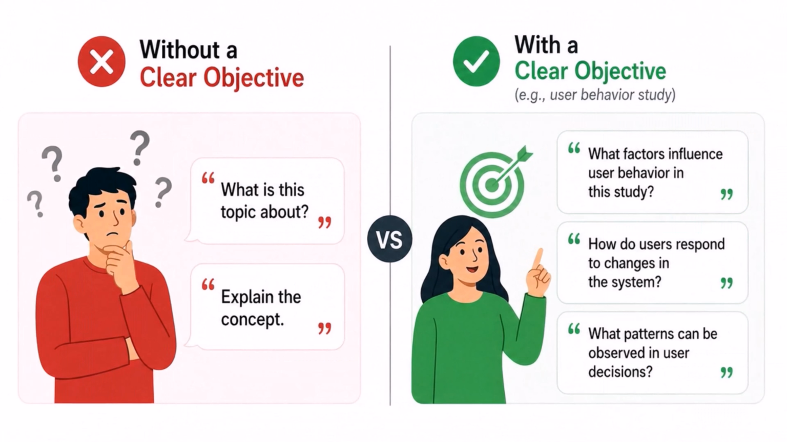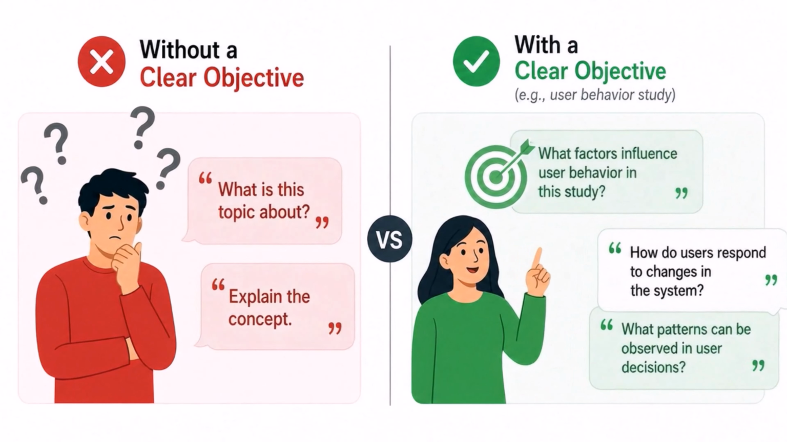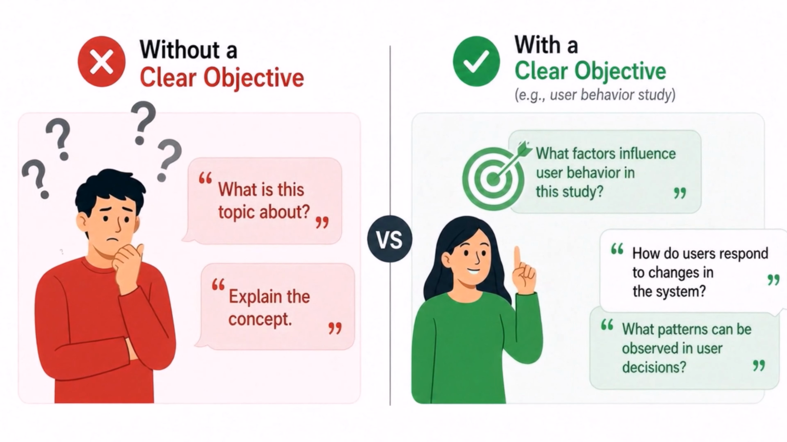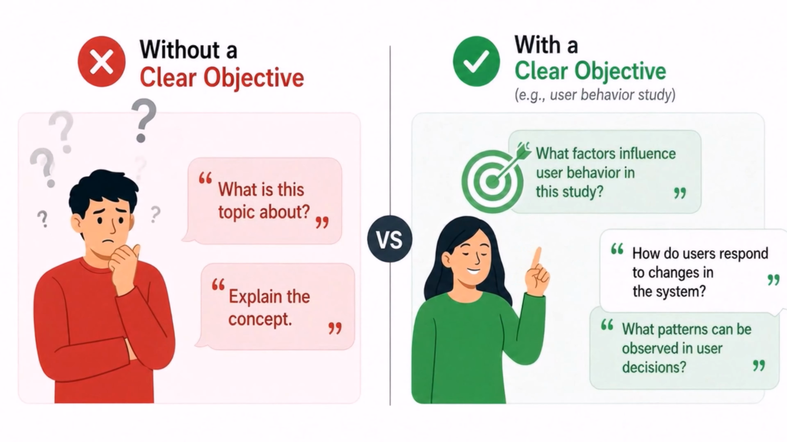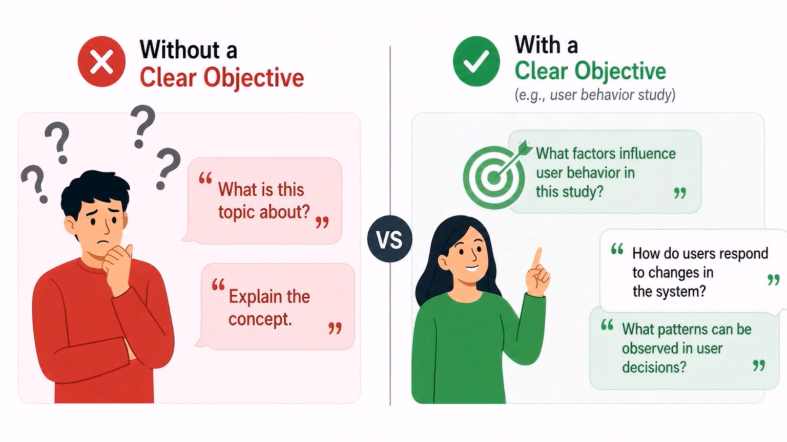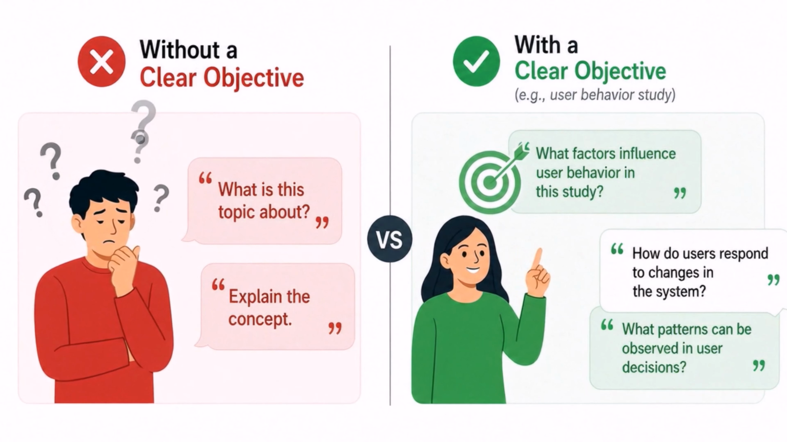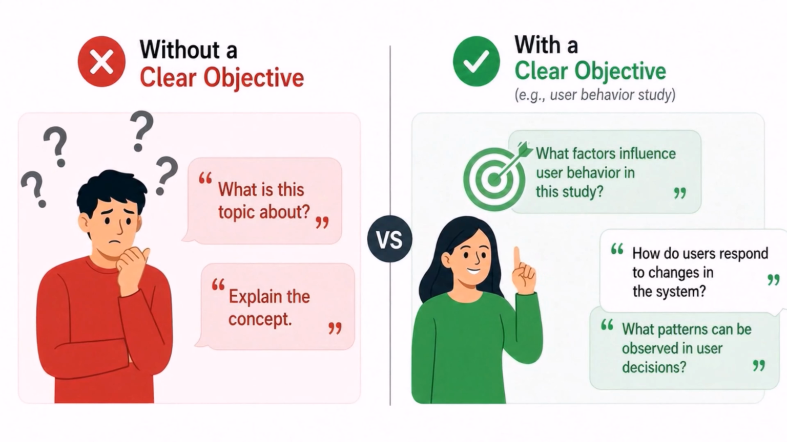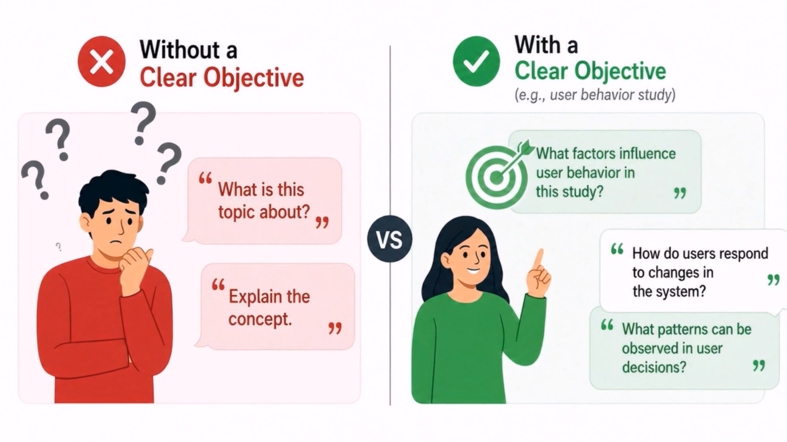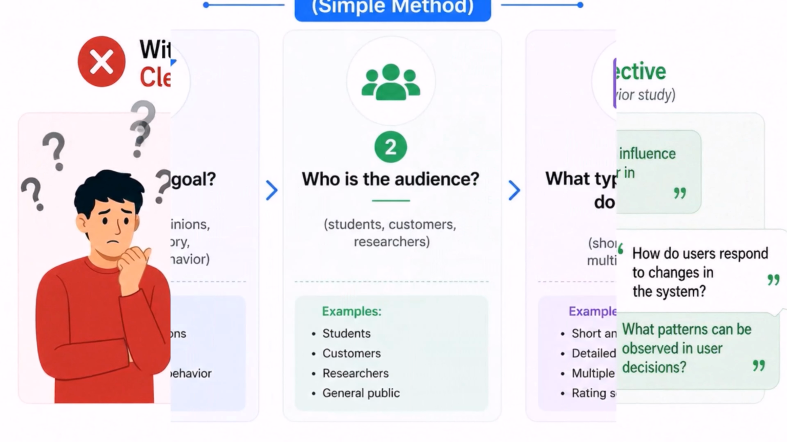For example, without a clear objective: what is this topic about? Explain the concept. With a clear objective, for example, user behavior study: What factors influence user behavior in this study? How do users respond to changes in the system? What patterns can be observed in user decisions? See the difference? The second set is targeted and useful for real research.